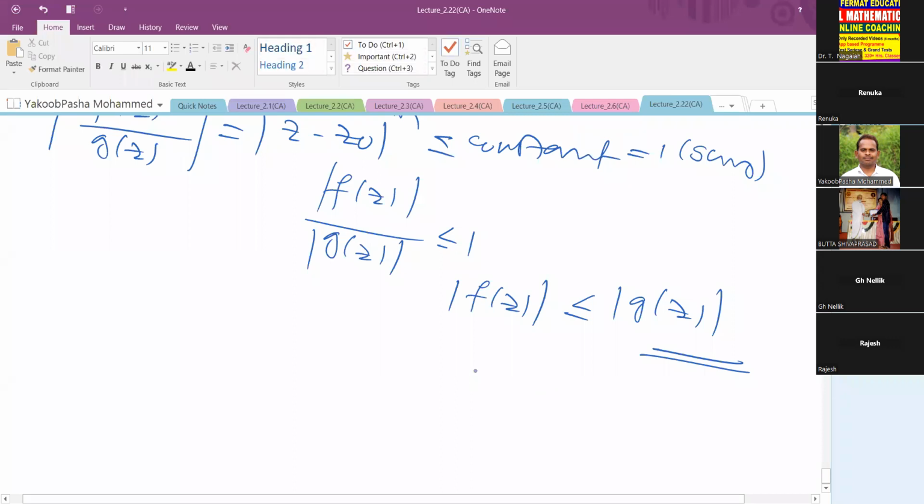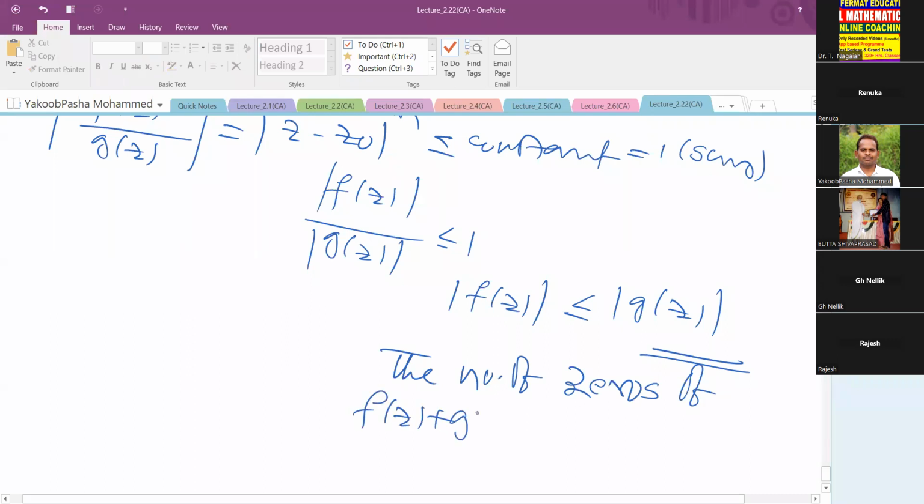Rouche's theorem says: then the number of zeros of f of z plus g of z is equal to the number of zeros of g of z.